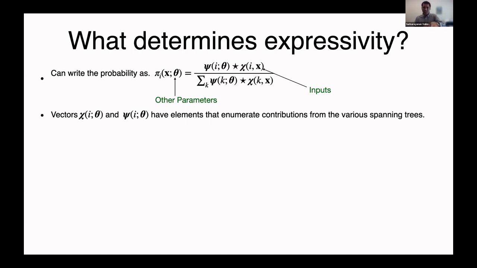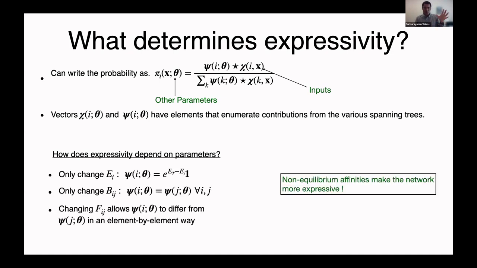All the tree architecture is contained here, and we can interrogate this a bit. In the interest of time, I'll just show you what ends up happening. If you interrogate the structure of the steady state, if you allow for non-equilibrium affinities, the Fij's, in the network, the number of different ways trees can couple together becomes very high, and the system ends up having the ability to be more expressive.